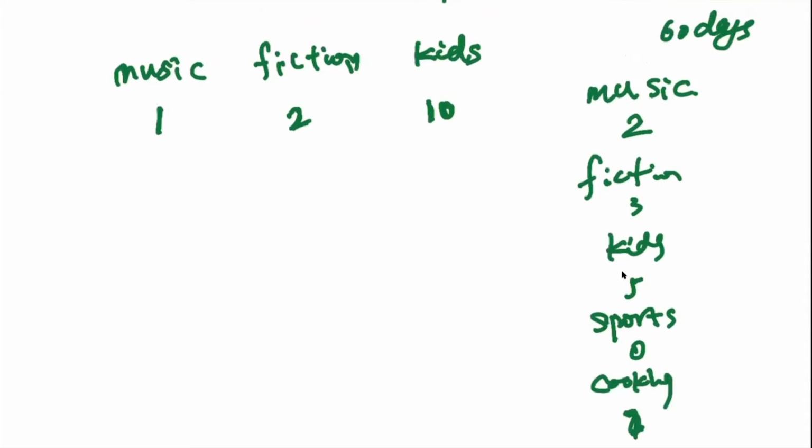Then we will say maybe 50% of the books are for kids, 30% is fiction, and 20% is music. And this could be the label.